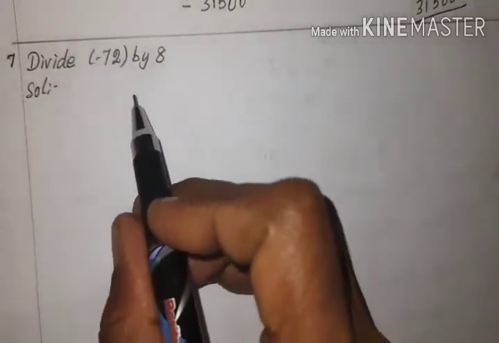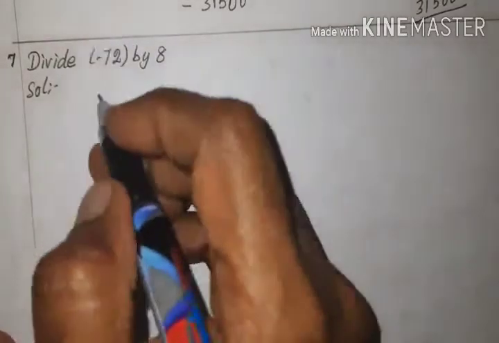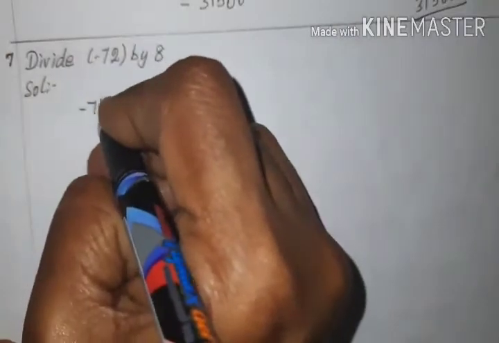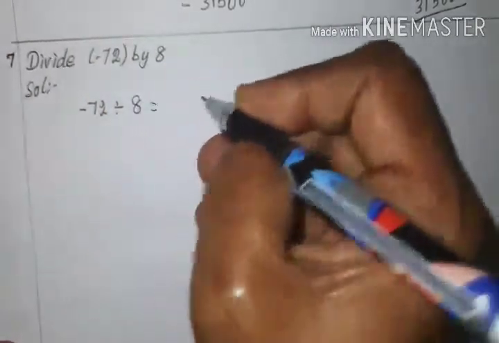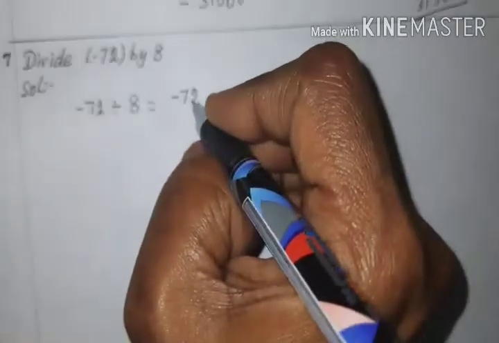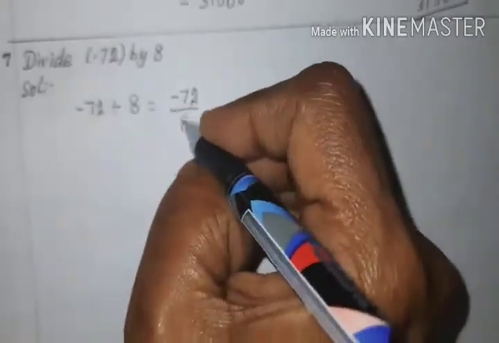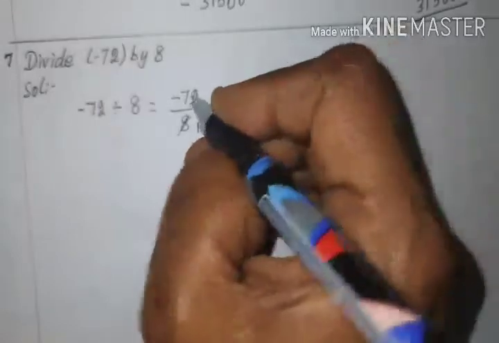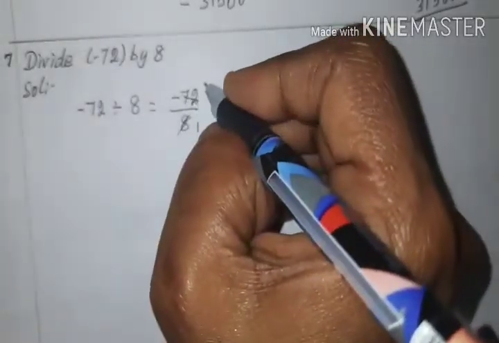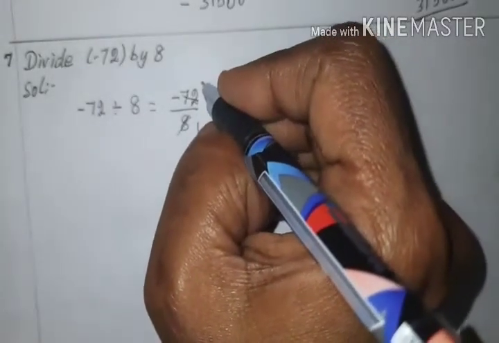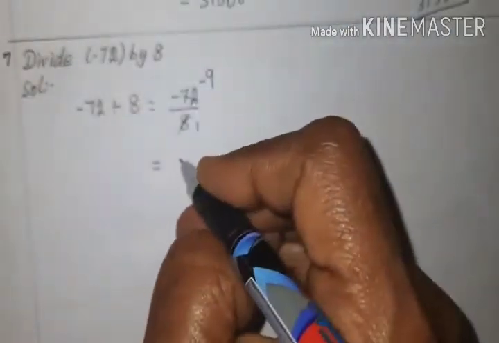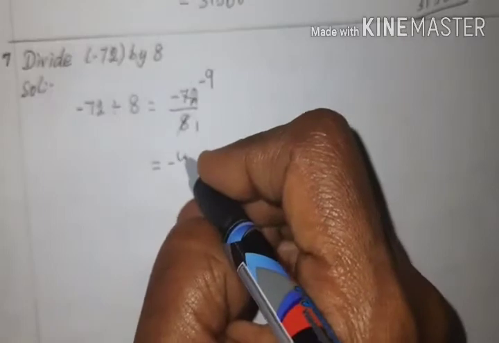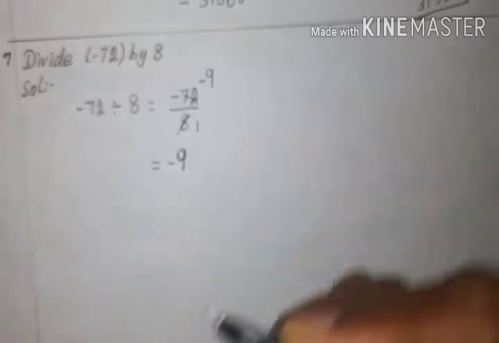Divide minus 72 by 8. Solution. Minus 72 divided by 8 is equal to minus 72 divided by 8. 1 8 is 8, 9 8s are 72, so minus 72 divided by 8, we get the answer, minus 9.